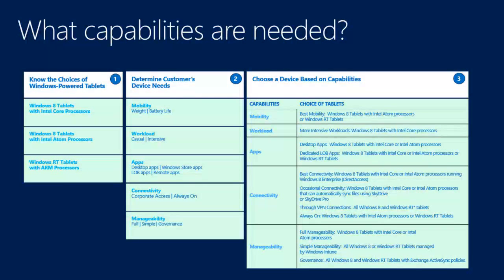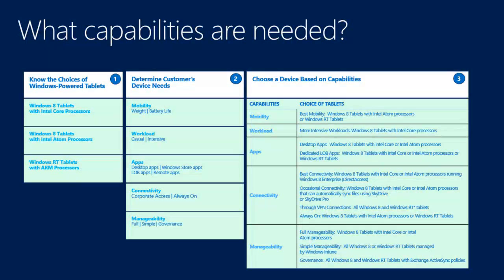Another aspect that comes into connectivity is the ability to synchronize content to the device. In a Windows 8 world, you can install SkyDrive, you can install SkyDrive Pro, you can use a variety of synchronization tools to synchronize your data to the device so you have the data when you're not connected to a network. On Windows RT, you don't have the ability to do SkyDrive or SkyDrive Pro synchronization. You can access the content when you're internet connected, but you can't synchronize it to the device. You can't do offline folders.